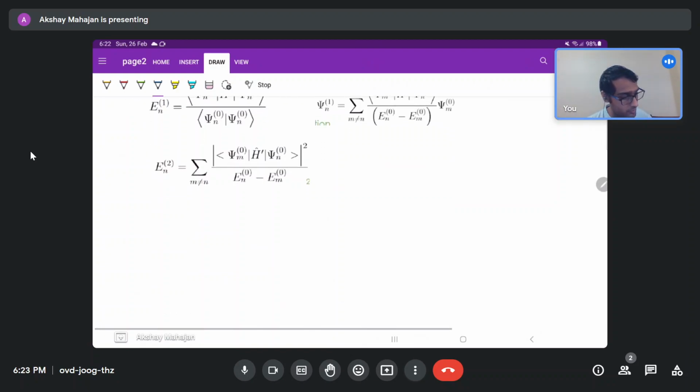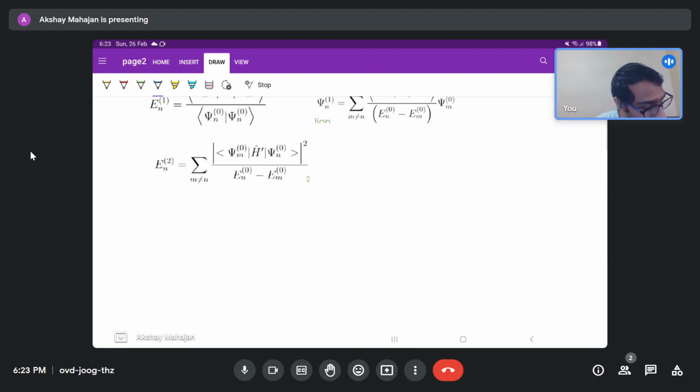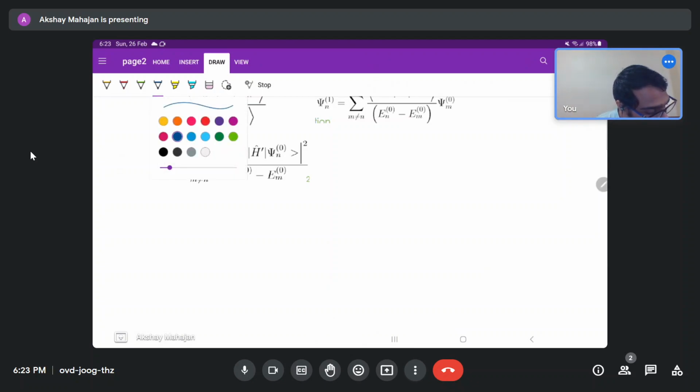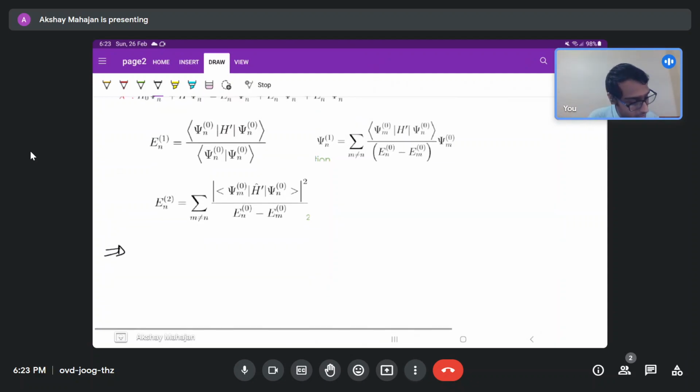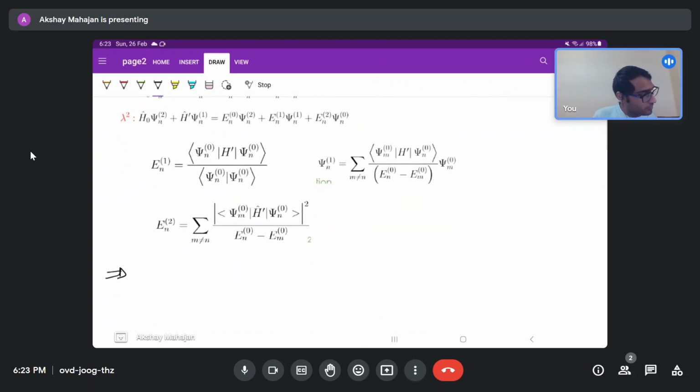First we will do this first order energy correction, and let me just check. Okay, let's just go with black. All right. So let's just do this first order energy correction once. How to derive this term. So we have to find E n of 2. So we will use our lambda square term. So we have H cap naught psi n of 2 plus H cap prime psi n of 1.